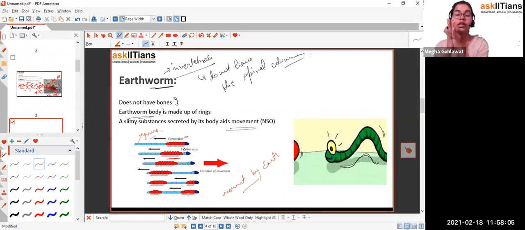Okay, so you see it is very important for an earthworm to have friction with the surface in order to move, because it is going to contract and relax, contract and relax, and move like this, right? This is how the earthworm moves, right? And the contraction is in the direction of the movement.